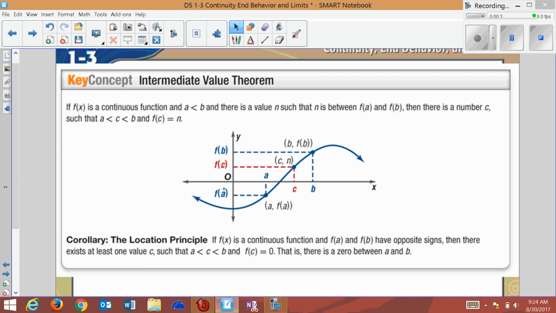The reason we can say that is because we know it's continuous, so we know there's no breaks in the graph. And so if it exists at a left point, and exists at a right point, then it's got to exist in the middle as well, because there's no breaks. So that's what the intermediate value theorem states. If you can find A on the left, you can find B on the right, well, then you can find a value C in the middle.